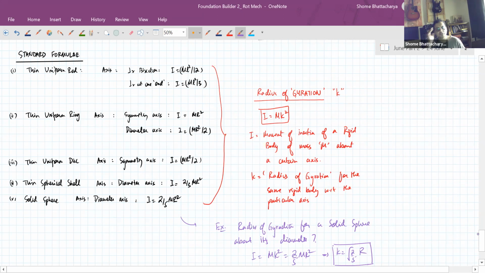In that sense, there isn't too much difference between the term radius of gyration and moment of inertia. This radius of gyration is expressed in such a way that it comes independent of the mass.